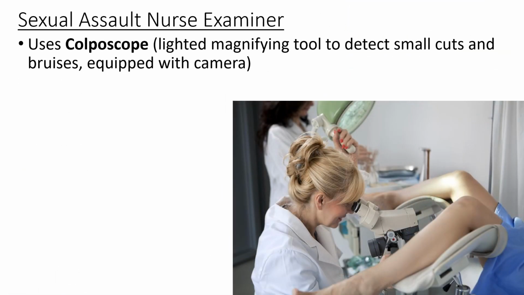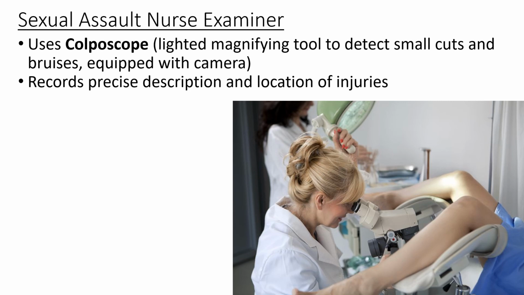A SANE nurse uses a colposcope. That is a scope that has a lighted magnifying tool to detect small cuts and bruises. It's equipped with a camera. So small cuts and bruises could be external, could be on the labia, could be inside the vagina, could be up by the cervix. But the scope is lighted and has picture-taking capabilities. And they document injuries so you can prove that the rape occurred.